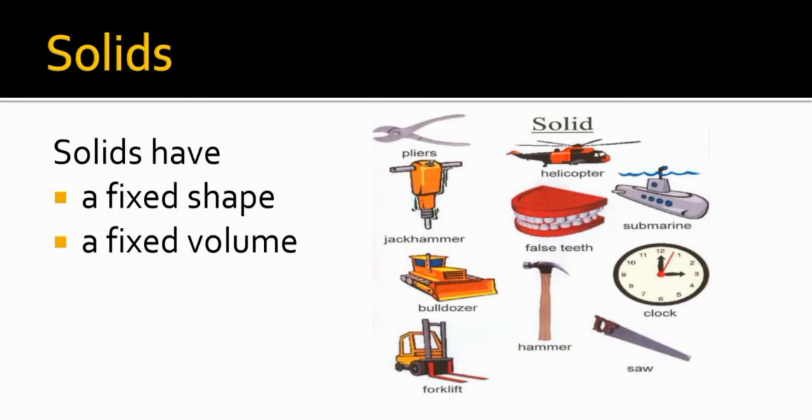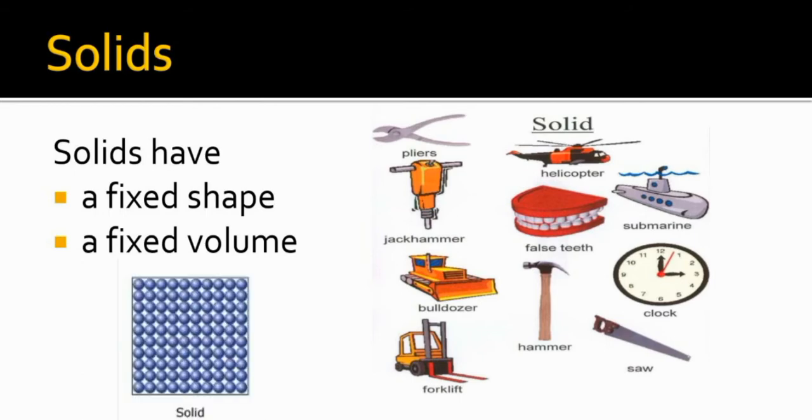Suppose if we talk about a pencil, when you hold a pencil, you can feel its hardness. It is a solid. Solids have fixed shape and a fixed volume. Solids can be held. We can hold them. This is because the molecules inside the solids are tightly packed. They cannot move around.